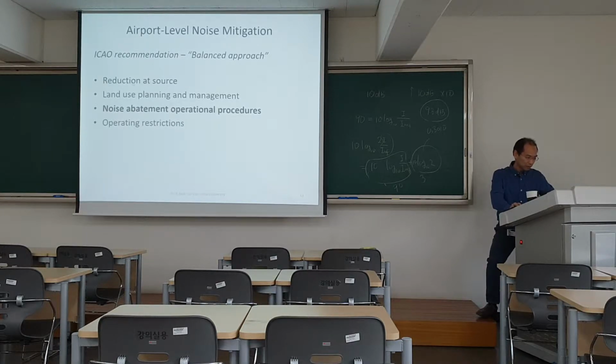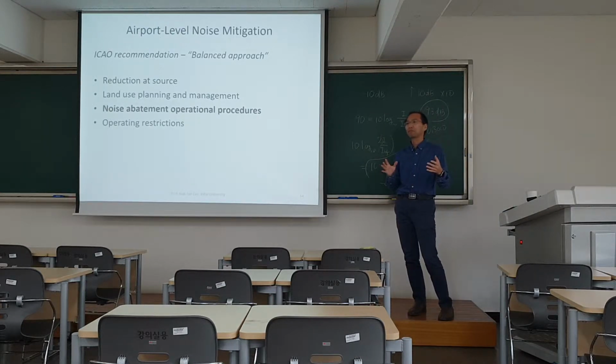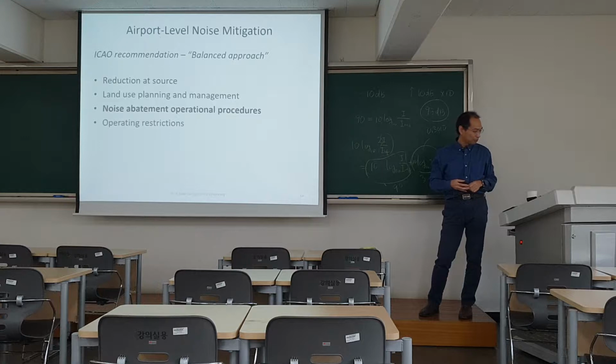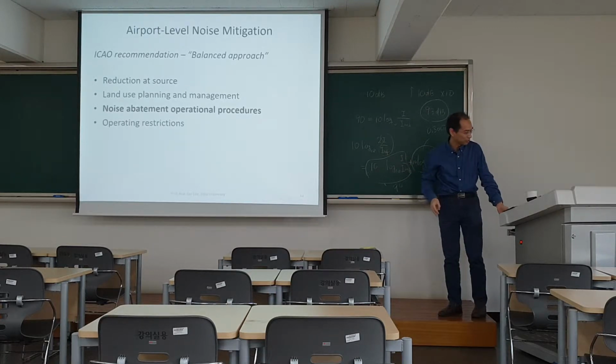Obviously, we can reduce noise at the source, which means a quieter airplane. Another is land use planning and management, which is basically reducing the complaints, so not allowing people to live near the airport. The third one is the one that we're mostly interested in. It's called noise abatement operational procedure. How do you operate the airplanes to minimize the noise impact?